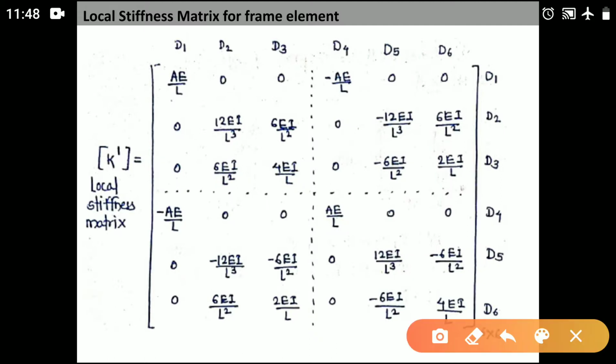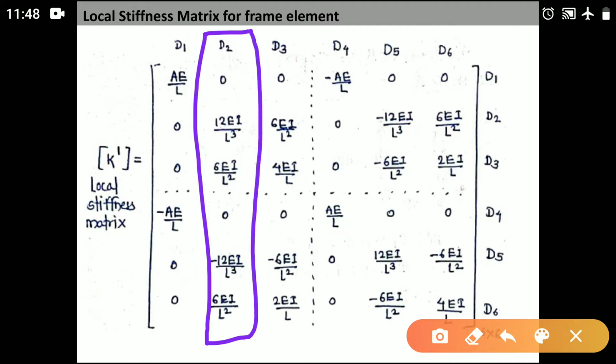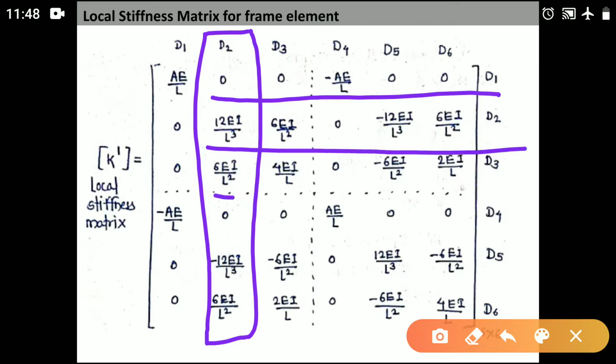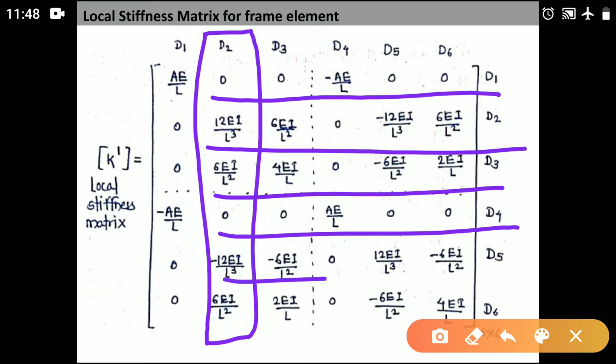This first column is completed now. Now we have to complete the second column. How is this column written? D2 column. Again for that we have to see all 6 figures according to the rows, D1, D2, D3, D4, D5, D6.